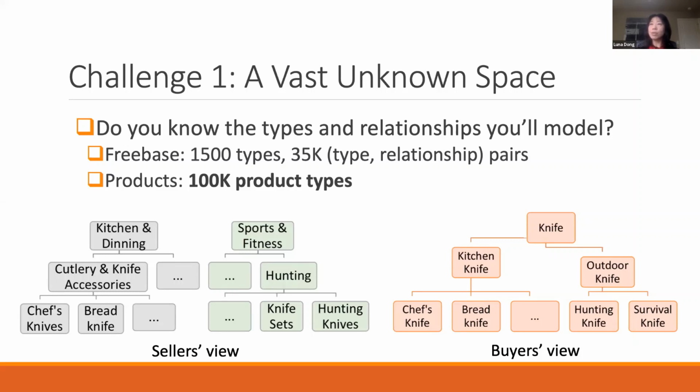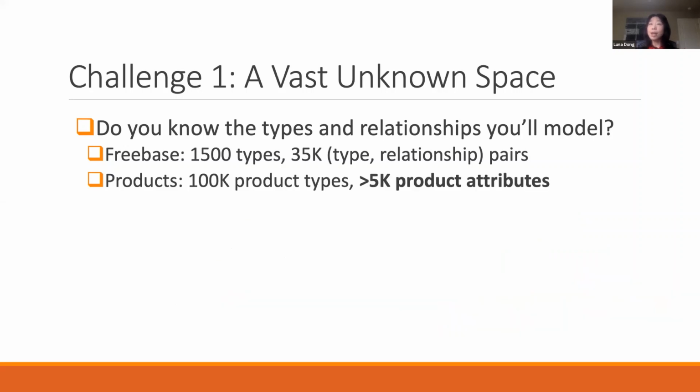For customers or for the buyers, what they want to buy is really just a knife. So under knife, there could be kitchen knife, outdoor knife, and then chef's knife, bread knife, and so on. So what is the right way to organize all of the different types into a taxonomy? In addition, we have more than 5,000 product attributes, and different attributes apply to different product types. And even if they apply, they may not be important for the customers to make some purchase decision.